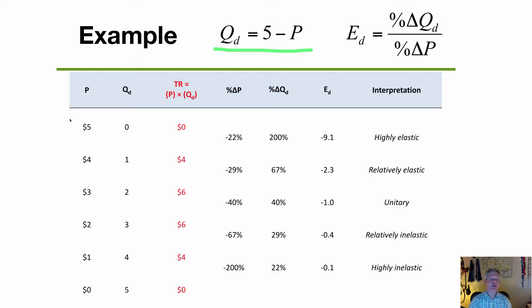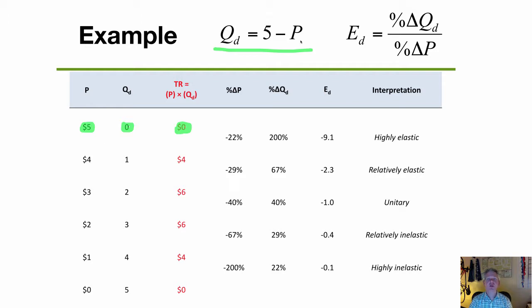Let's start out here with a price of 5. If I plug a price of 5 into this demand equation, I get 5 minus 5, so the quantity demanded is 0 when the price is 5. What's total revenue? It's just price times quantity. 5 times 0 is 0, and so we don't have any changes yet. We're just starting at our original bundle, so that's all we have so far.